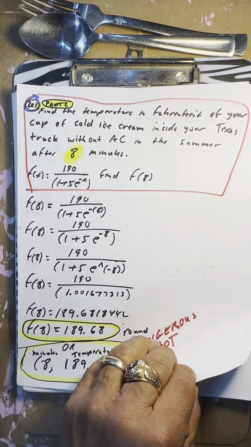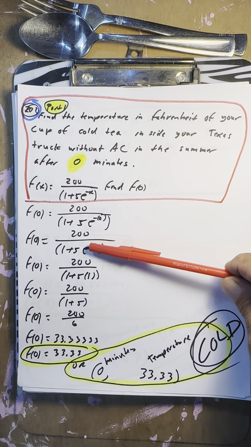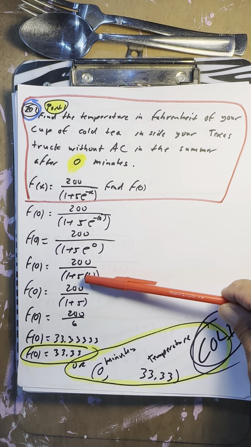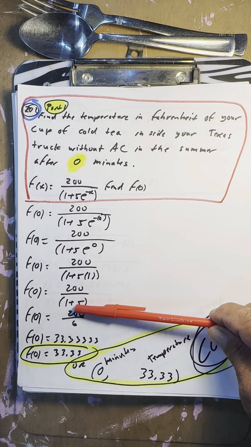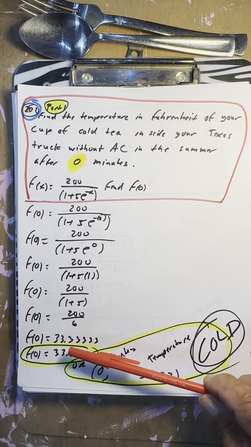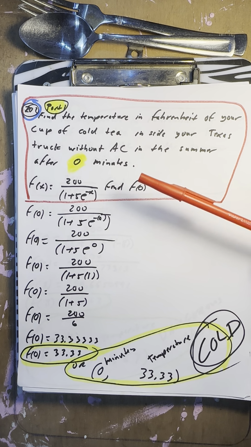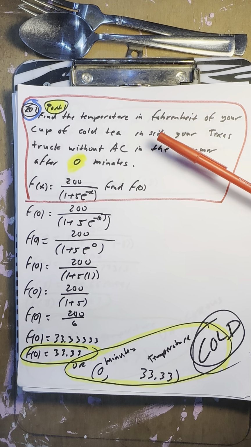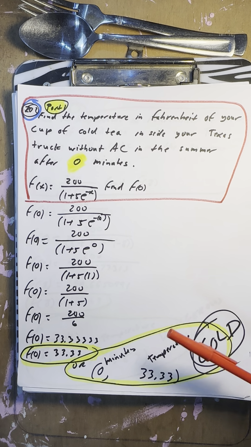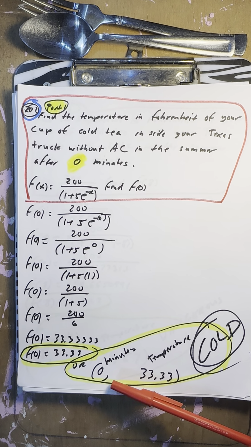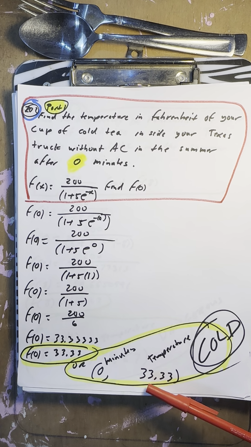Find the temperature in Fahrenheit of your cup of cold tea inside your Texas truck without AC in the summer after 0 minutes. Logistic function again. Put a 0, it's going to be e to 0, it's going to be 1. That's going to be 5, 1 is 6. 200 divided by 6 is going to be 33.33, your temperature in Fahrenheit of your cold tea. So after 0 minutes, the temperature of your cold tea is 33.33.